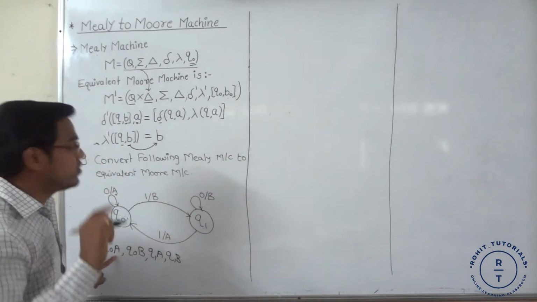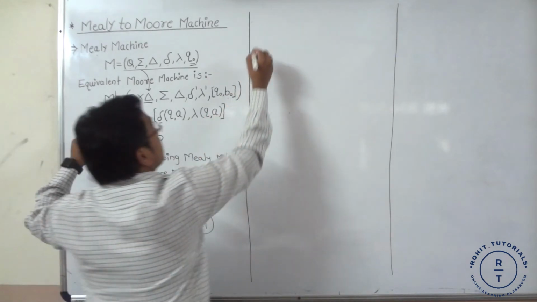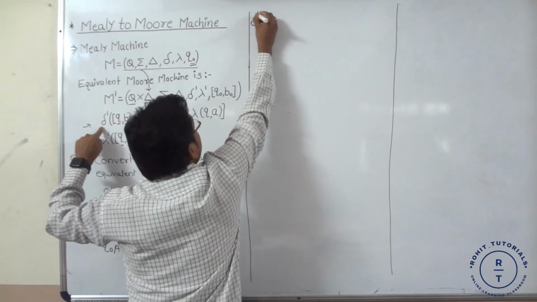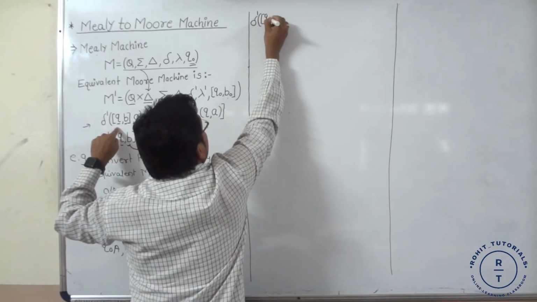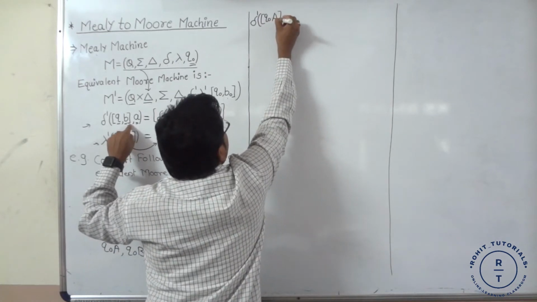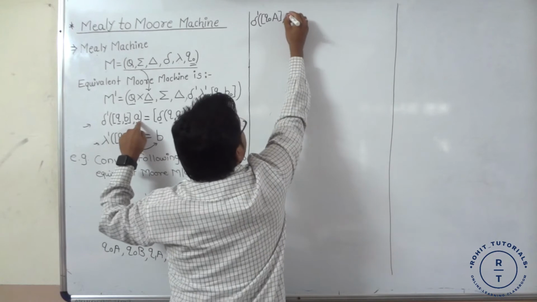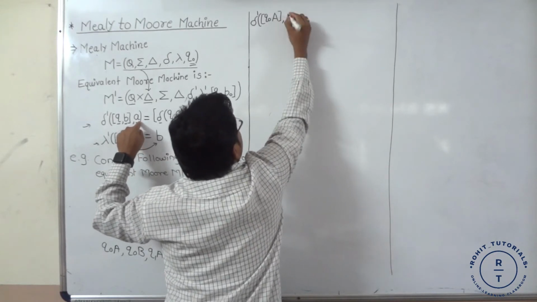Now first is Q0A. With the help of this transition function, delta dash, here Q0 with output symbol capital A, comma, input is suppose 0.